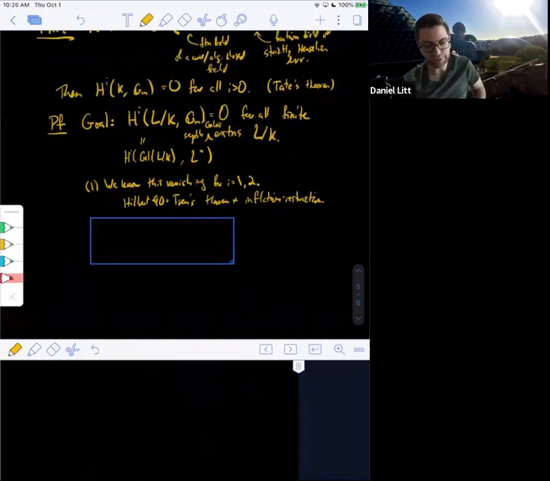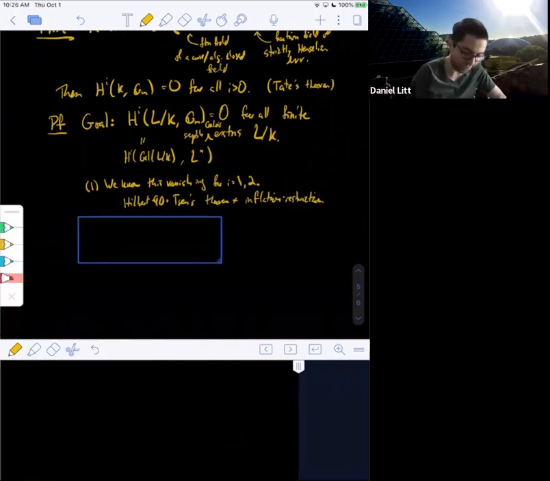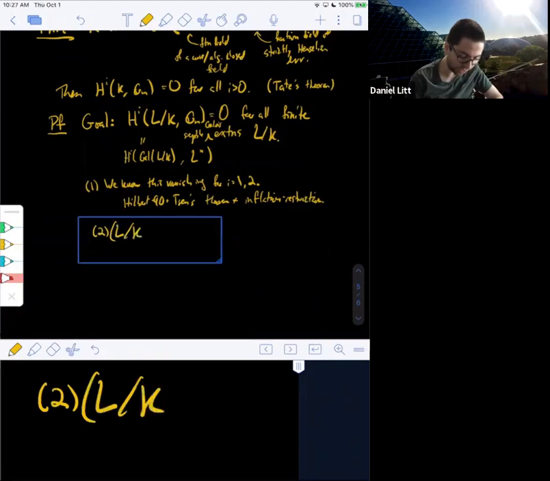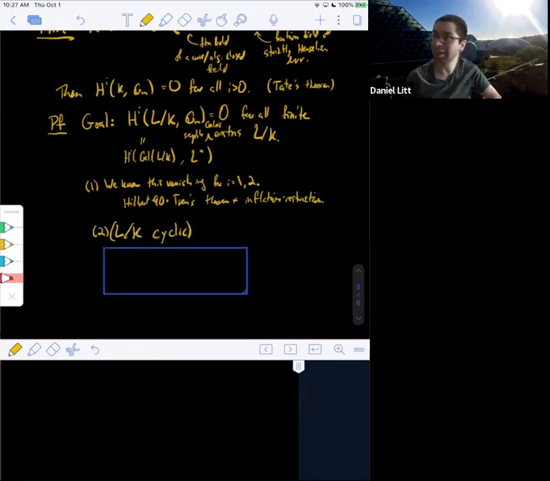All right. Great. Now we're going to do a classical technique in group cohomology, which is to work with more and more general groups. First of all, we're going to do the case where L over K is cyclic. So can anyone tell me how to do this one? This requires a little bit of knowledge about the cohomology of cyclic groups.